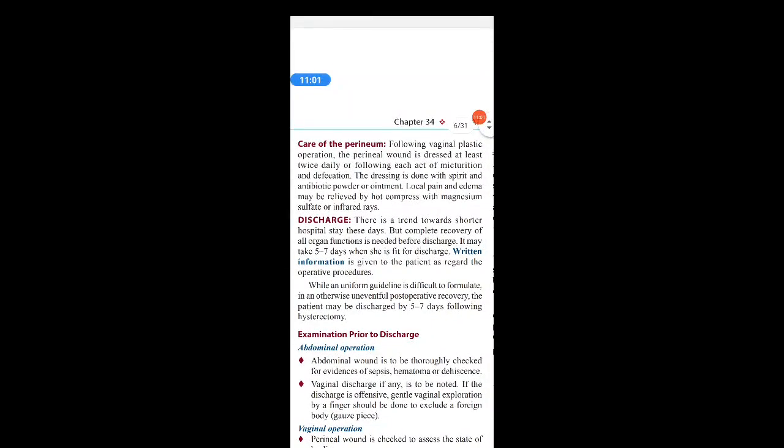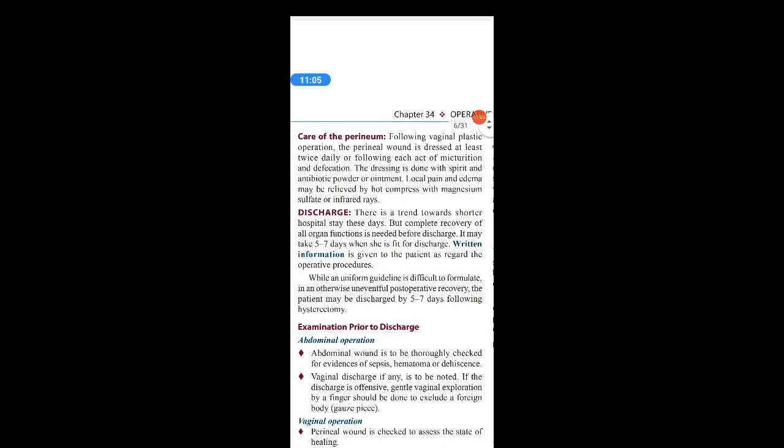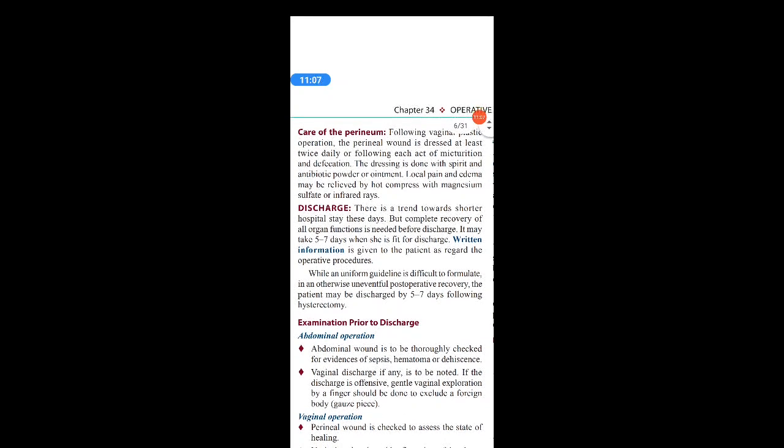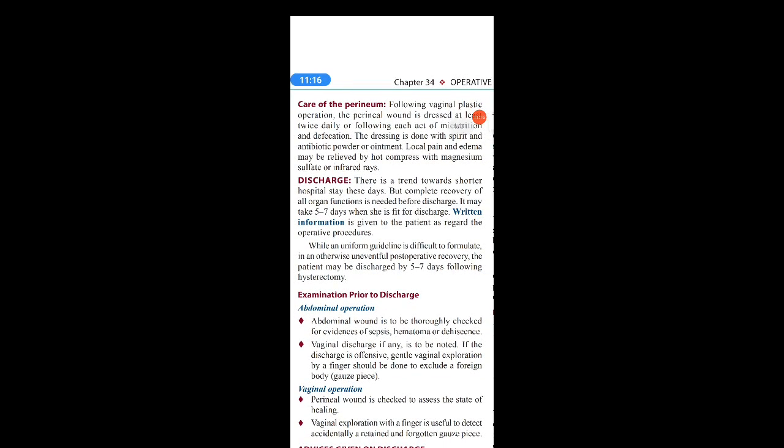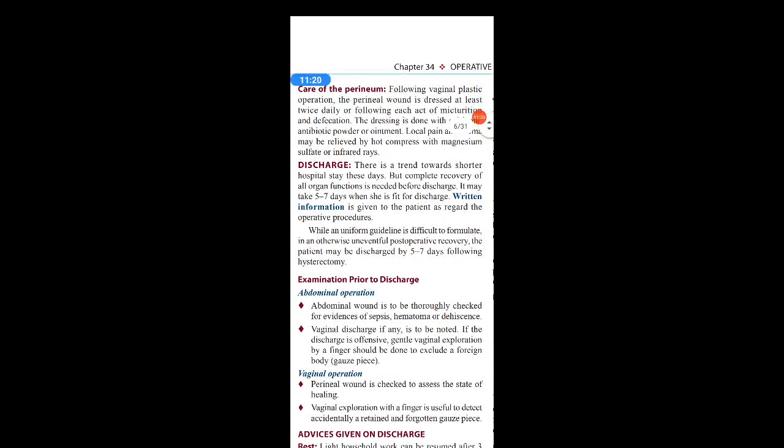Next, about the care of the perineum. Following vaginal plastic operation, the perineal wound is dressed at least twice daily or following each act of micturition and defecation. The dressing is done with spirit and antibiotic powder or ointment. Local pain and edema may be relieved by hot compress with magnesium sulfate or infrared rays.